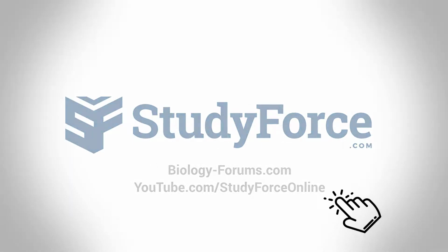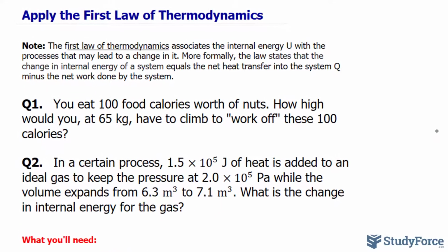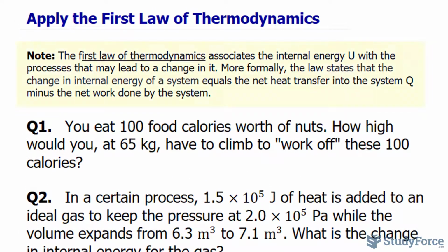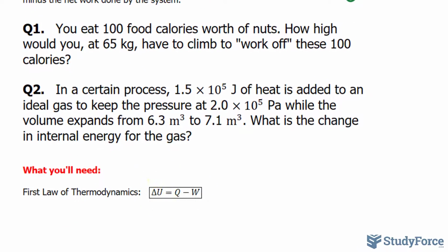In this short tutorial, I'll show you two examples where we apply the first law of thermodynamics. Before we do the examples that have been prepared, remember that the first law of thermodynamics associates the internal energy with the process that may lead to its change. More formally, the law states that the change in internal energy of a system equals the net heat transfer into the system, written as Q in the equation, minus the net work done by the system. And that's neatly summarized right here.